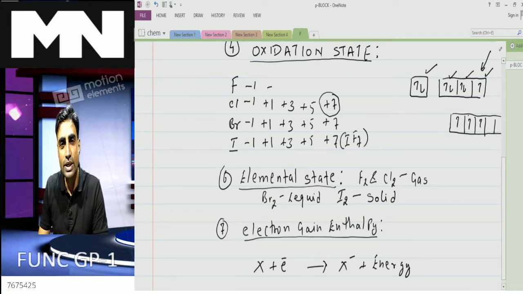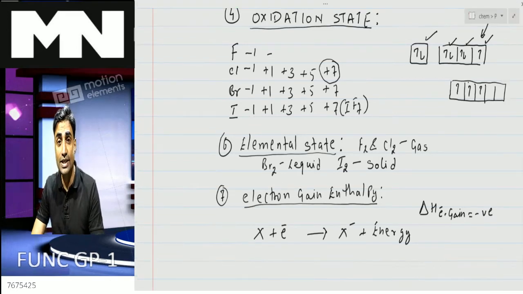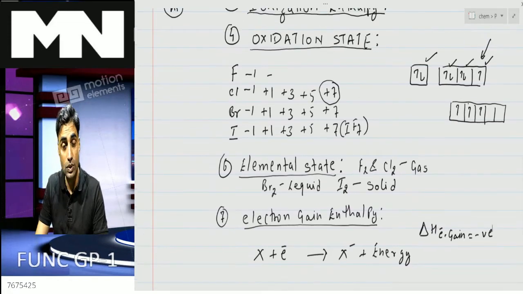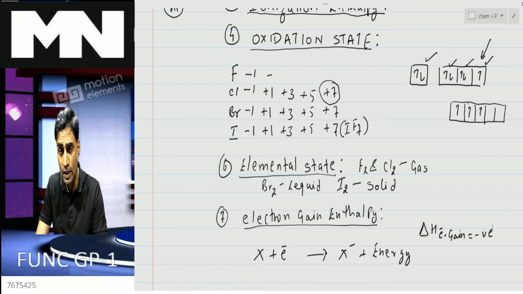Now I want to tell you one thing here, that as far as the electron gain enthalpy is concerned, its negative value is directly proportional to the electronegativity. All halogens are highly electronegative. So they have a tendency of attracting electrons and losing a large amount of energy as electron gain enthalpy. Now in these elements, fluorine is the most electronegative element. So we expect that the electron gain enthalpy of fluorine will be most negative, whereas it is not like that. The electron gain enthalpy of chlorine is more negative than fluorine.